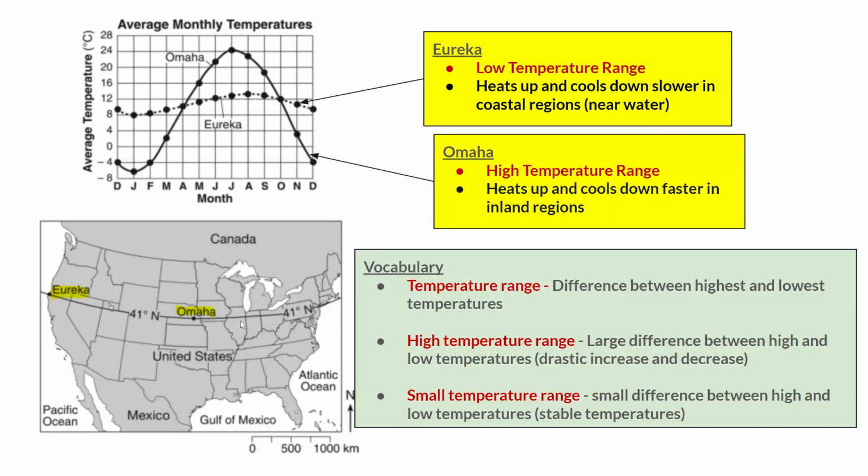So let's look at this. In this map we have two places in the United States, Omaha and Eureka. Notice that Eureka is near the water, right? Eureka is a coastal region, and Omaha is farther away from the water, much more inland. Omaha is an inland region. If we look at the average monthly temperatures of Eureka and Omaha, let's start with Eureka. These are the months, by the way: December, January, February, March, and so on.